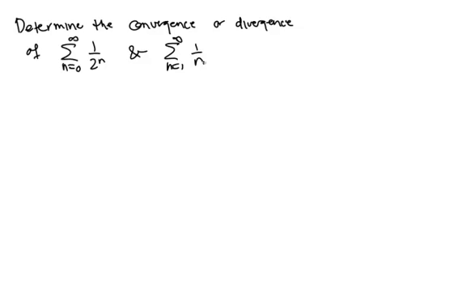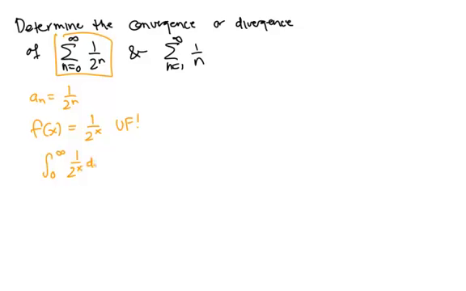Determine the convergence or divergence of the series 1 over 2 to the n and the series 1 over n. So let's focus on this first one right here. In this first series, the terms are 1 over 2 to the n. So if I replace all of those n's by x's, I'd have a function 1 over 2 to the x. And since this is an exponential function, this would be an underlying function. So that means, instead of talking about the series, I could investigate the integral from 0 to infinity of 1 over 2 to the x dx.